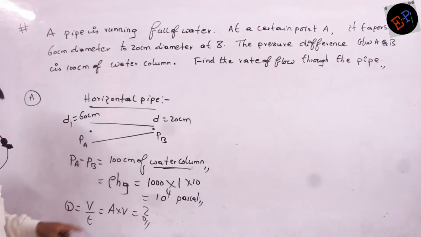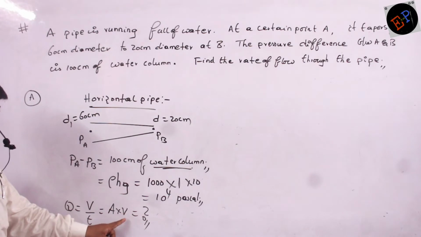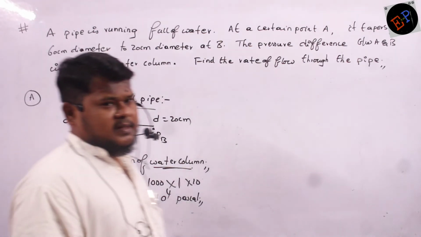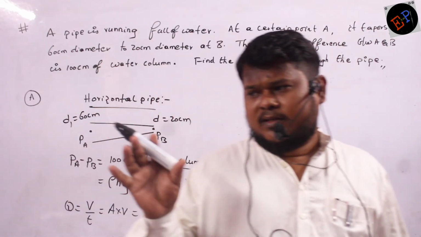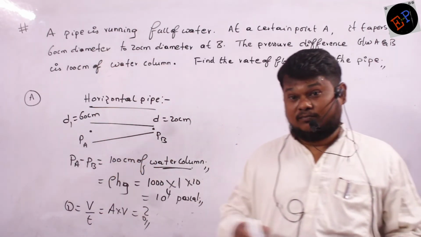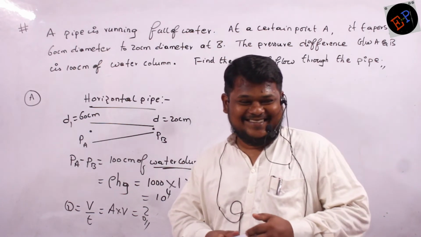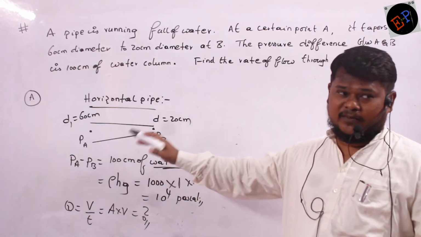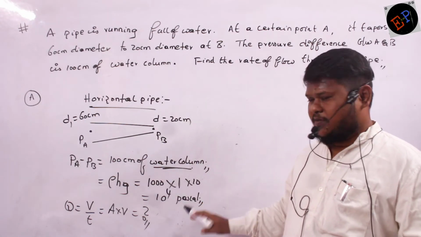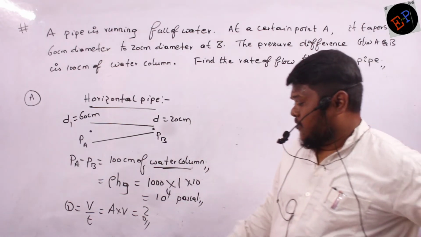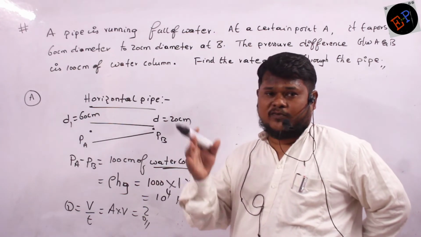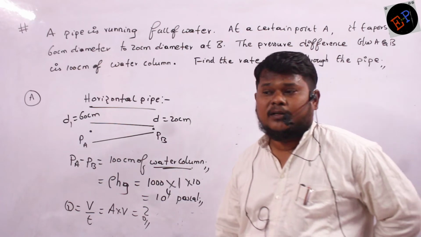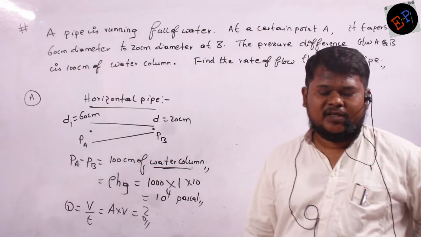Pi r square. But what is the velocity of water? That I don't know. How can I calculate? Can you say? Velocity of water. How can you use kinematics here? No. Anybody? This is only pressure difference. Pressure difference measured in terms of height of the liquid column. Now I want velocity. What is the speed of water at any cross section that I want to calculate? Bernoulli's equation we have to apply. Are you able to understand?